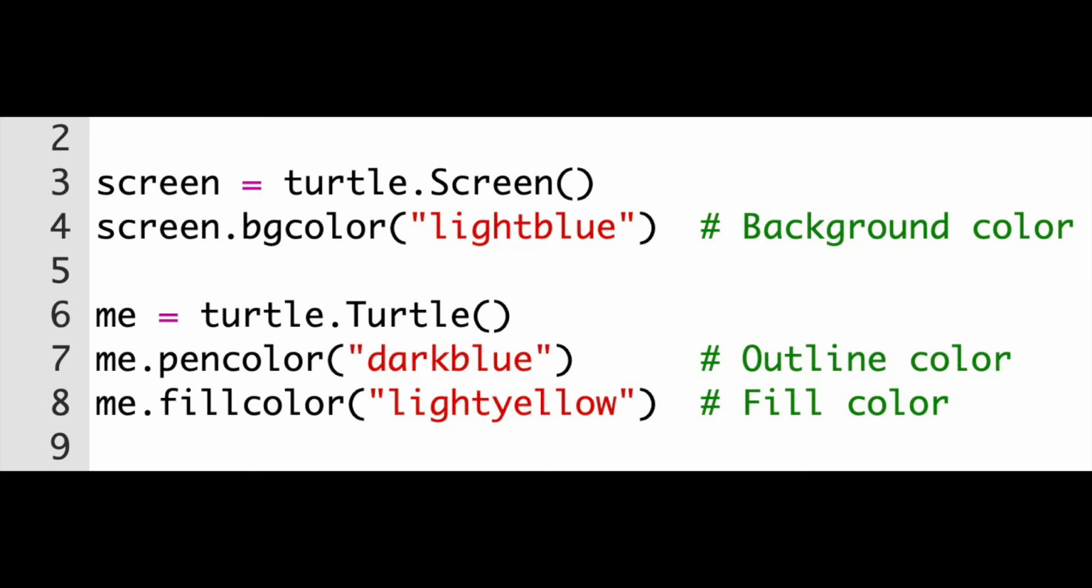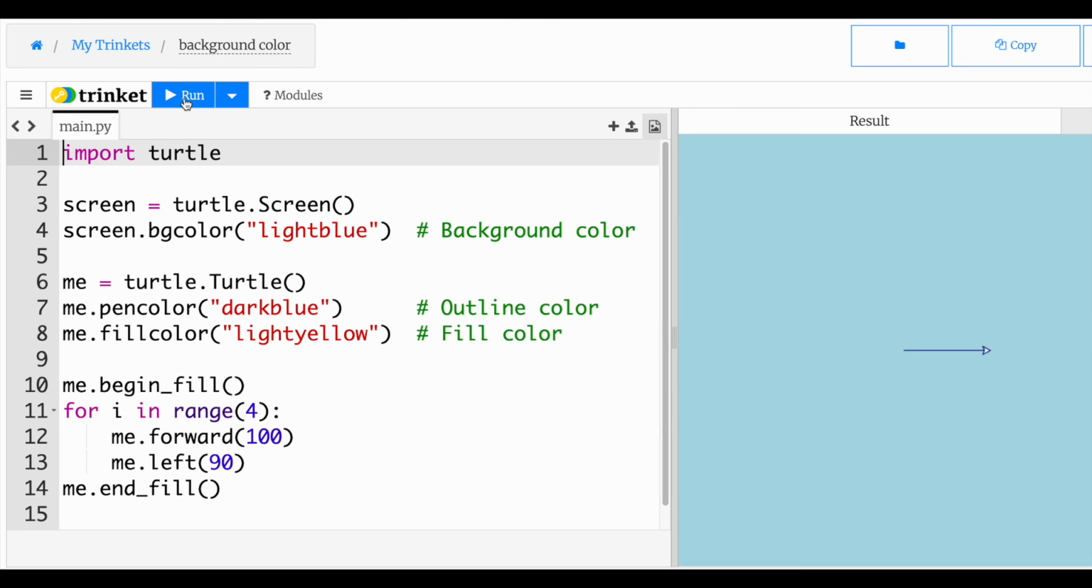Now we have a complete drawing with a light blue background, a dark blue outline, and a light yellow fill. It looks much better and more colorful.